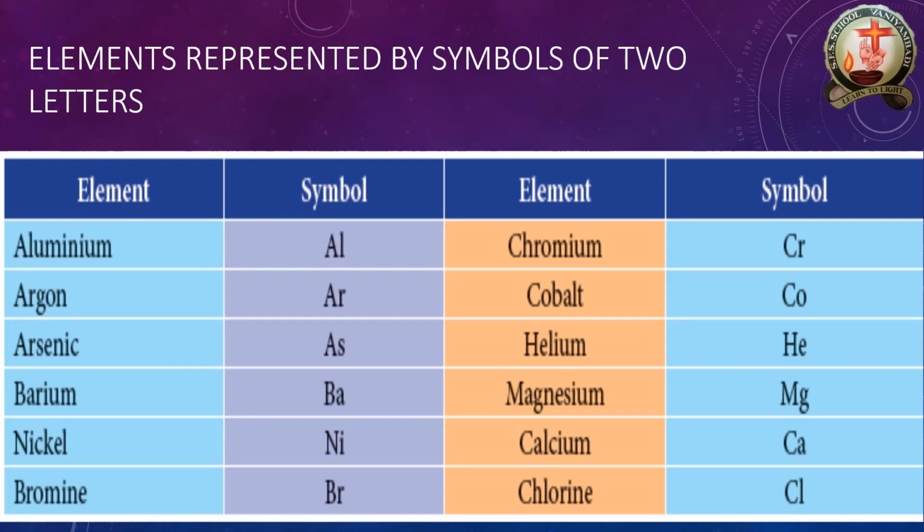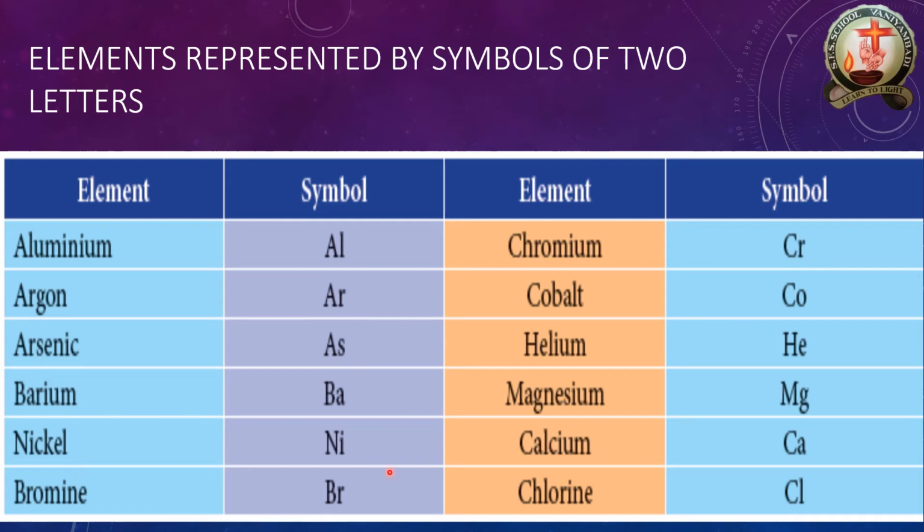Take aluminium. I took the symbol as Al. Argon, I took the symbol as Ar. Arsenic is As. Why did I leave arsenic like this? Because argon is already there, so I want to give As for arsenic.